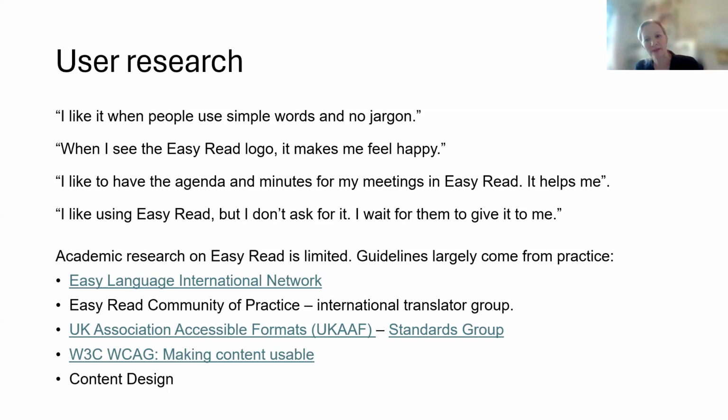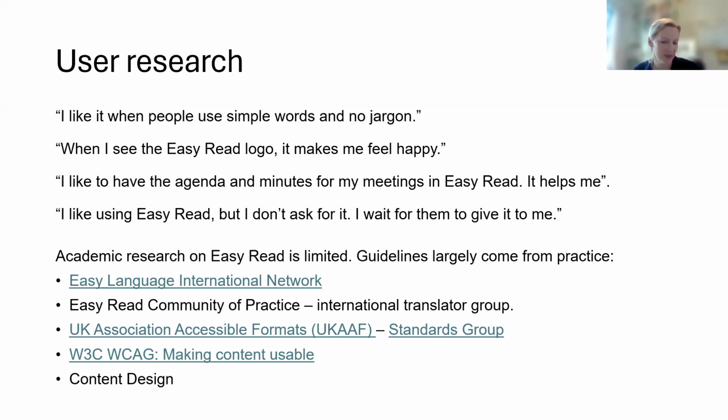So the academic research on Easy Read is quite limited. I think Andy's going to refer to a couple later on. We've got some in our slides that we can send you. And the guidelines largely come from practice. There are quite lively debates at the moment about what is Easy Read and what to include, involving both practice-based knowledge as well as academic research. So I've just put some links there in terms of where this comes from.